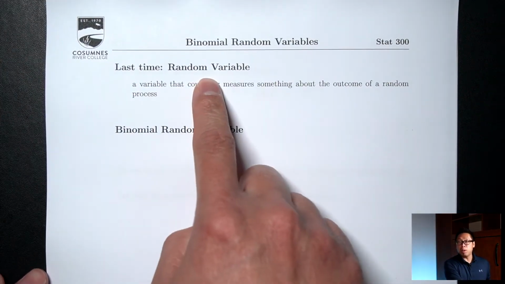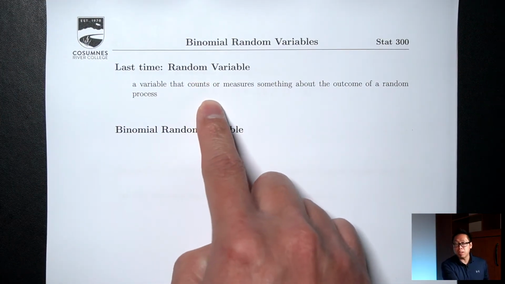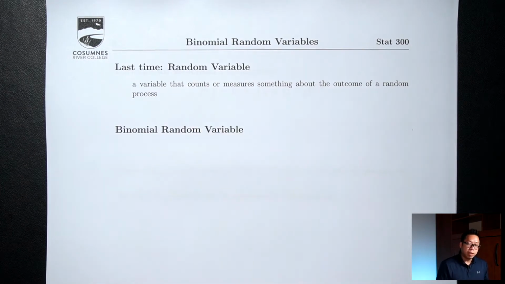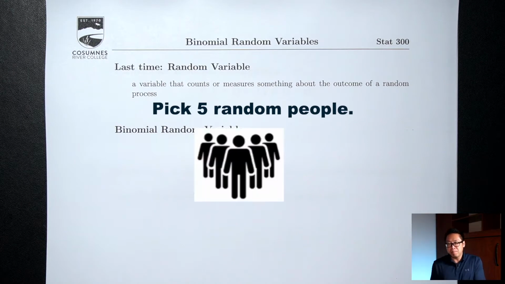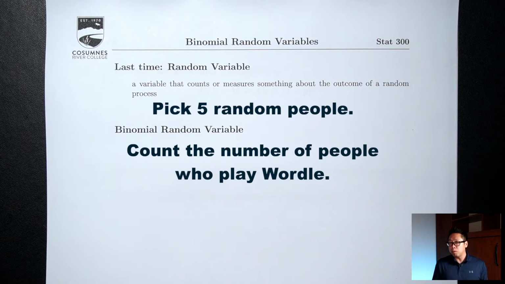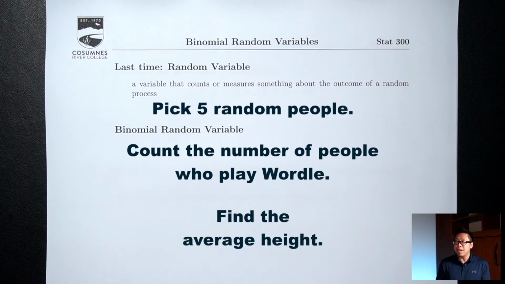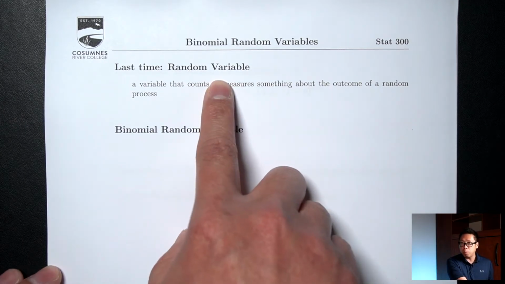Last time we talked about random variables, which were variables that measure something about the outcome of a random process. An example I gave you was picking 5 random people. In and of itself, picking 5 random people, you don't end up with a number, just 5 people. To force things to be numbers, we can measure something about these 5 people. The 2 examples I gave you were counting the number of people who play Wordle, and measuring people's heights and then finding the average height. In both situations, you end up with a number at the end of the day. You end up with a random variable.